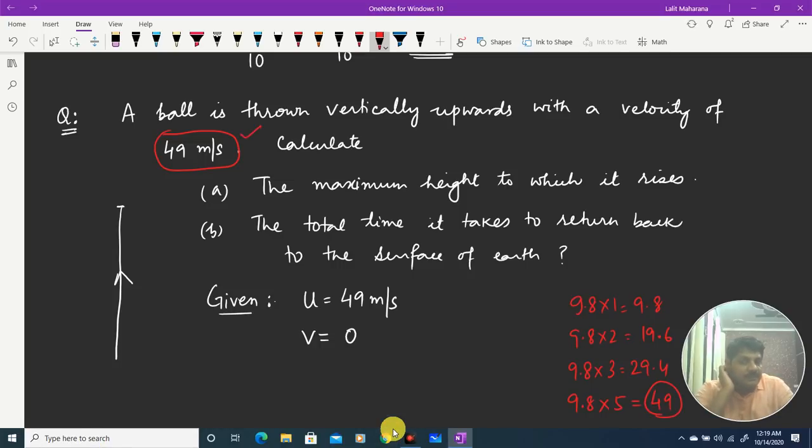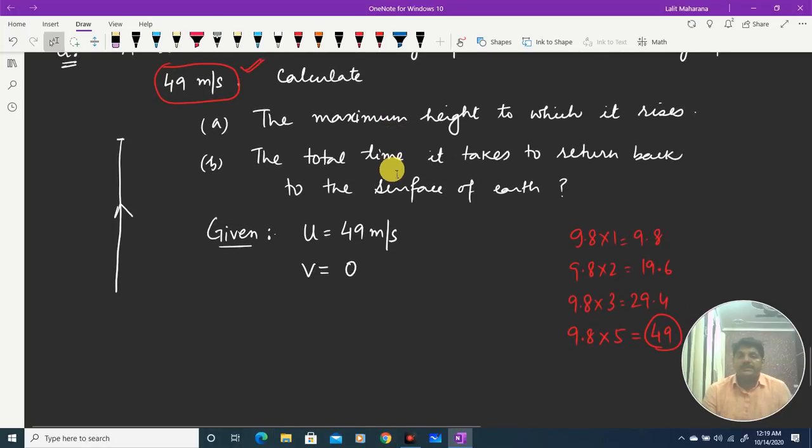Now if you look at this question, we have got 49, so indirectly it means that you cannot take g is equal to 10 meter per second square. If you take g is equal to 10 meter per second square, you would end up in some complicated calculations. So if you take g is equal to 9.8 meter per second square, then your calculations would be much easier in this case. So what are the things given? The third part that is given in this question is g is equal to 9.8 meter per second square. This is the value given.